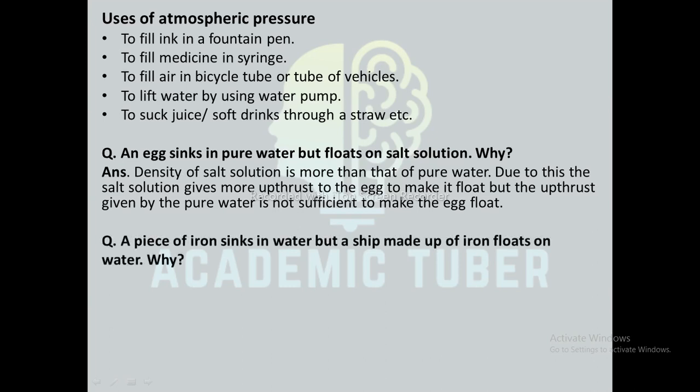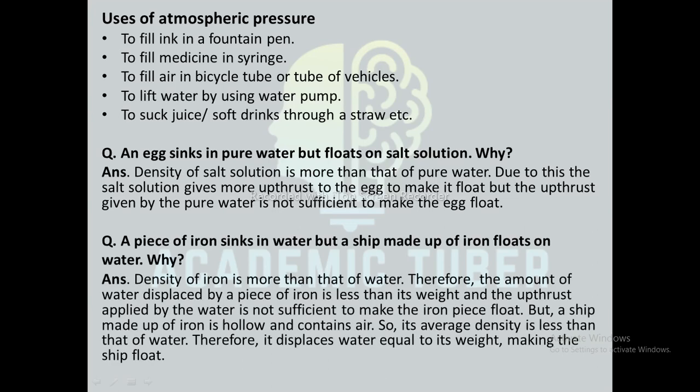Next one, a piece of iron sinks in water, but a ship made of iron floats on water. Why? The density of iron is more than that of water. Therefore, the amount of water displaced by the piece of iron is less than its weight, and the upthrust applied by the water is not sufficient to make the iron piece float. But a ship made of iron is hollow and contains air, so its average density is less than that of water. Therefore, it displaces water equal to its weight, making the ship float.